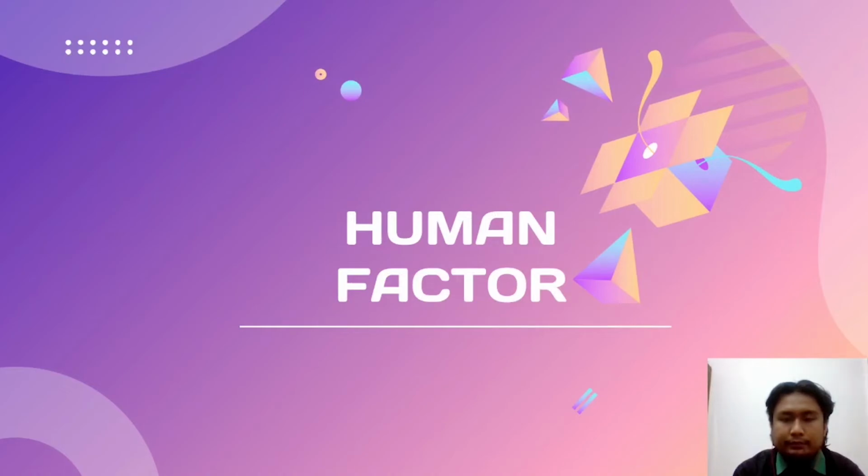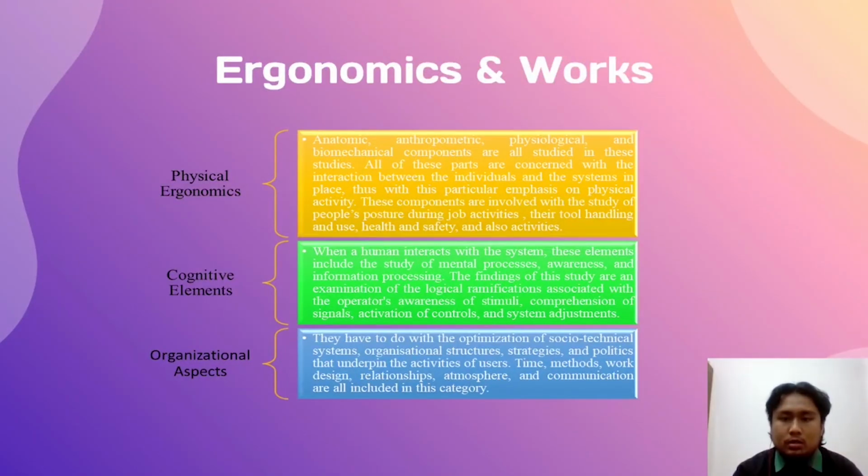Human factor, ergonomics and work. We divide it into 3 parts. First is physical ergonomics. It is more concerned with the interaction between the individual and the systems. Next is the cognitive element. It is the study of mental process, awareness and information process. And lastly, organizational aspect. This is the study about socio-technical system, organizational structure, and strategy.